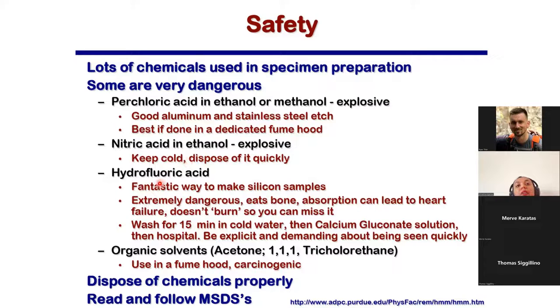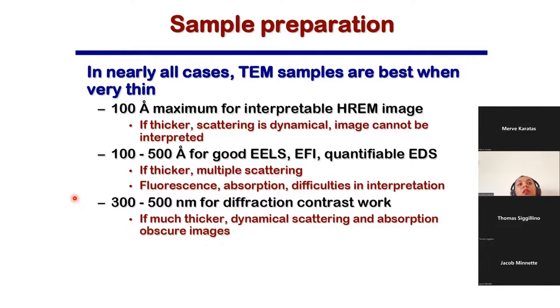You are lucky that most of you would be working with perchloric acid, not hydrofluoric acid, because in nuclear materials, we don't have such great application of silicon, unless we are preparing some sensors. Now, other organic solvents that we use are acetone and trichloroethane. I am mentioning this because it is an important part of your TEM training, to know how to play with these acids carefully.